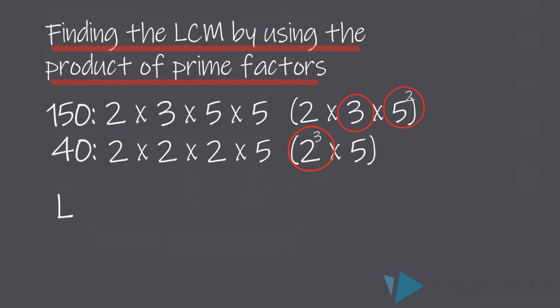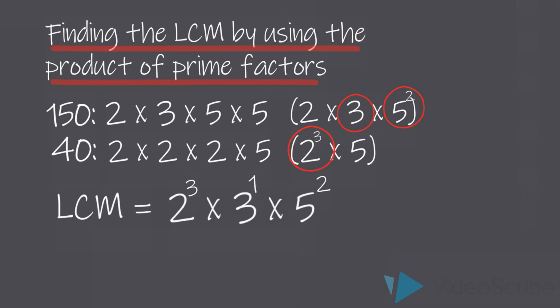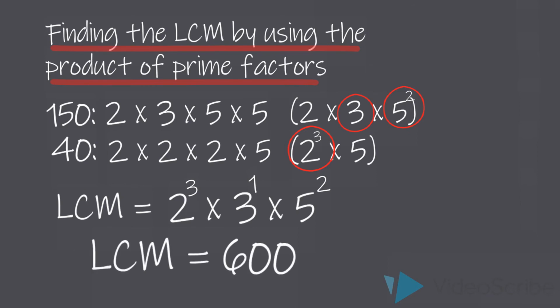When we put them all together, we get 2 to the power of 3 times 3 to the power of 1 times 5 to the power of 2, or 2 times 2 times 2 times 3 times 5 times 5. If we multiply these factors together, we get an LCM of 600.